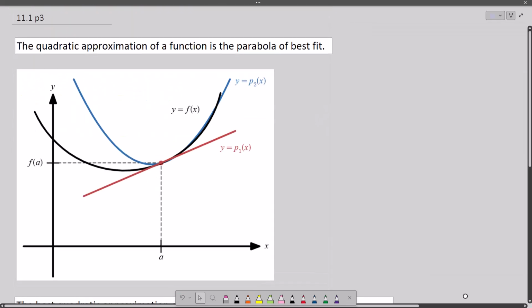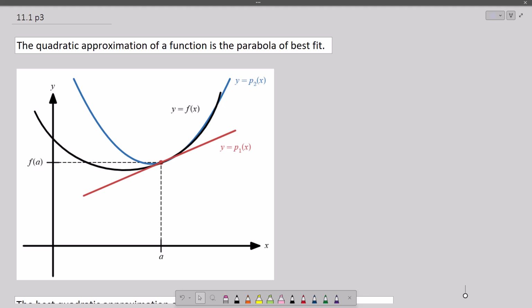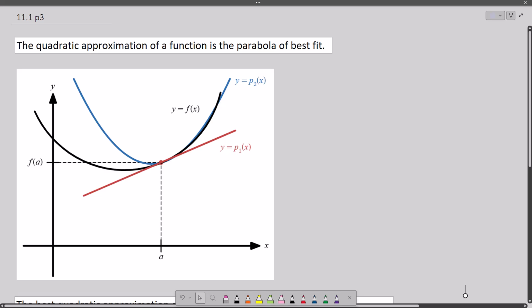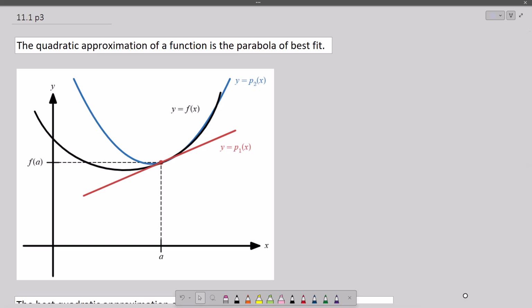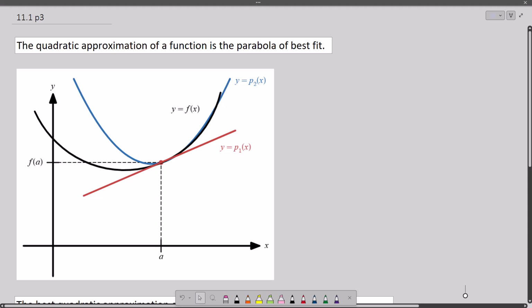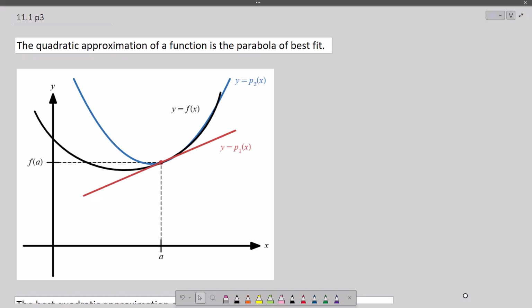Now we want to get the best quadratic approximation. So the best quadratic approximation is going to have an extra condition that must be met for it to be useful. We still want the value of the polynomial and the value of the function to match. So we want values to continue to match. We also want slopes to continue to match. Now we also want concavity to match. So the blue is the best quadratic approximation to the black curve at that point. It's going to have the value matching, it's going to have the slope matching, and it's going to have concavity matching. So it's going to have three things that match instead of just two things.